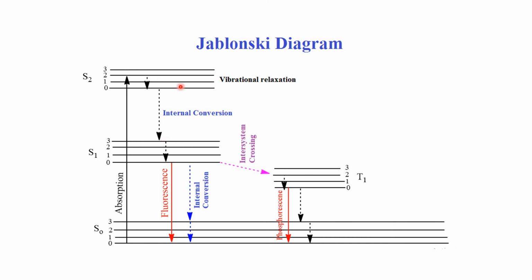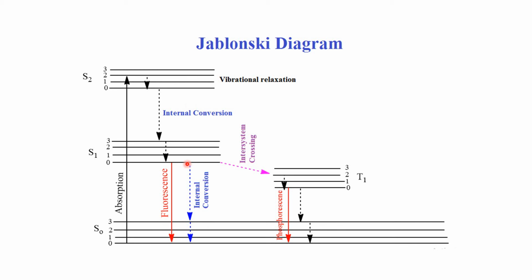That means S to S, S2 to S1, S3 to S2, whatever it is, or triplet to triplet, that is T2 to T1 or T3 to T2, etc. And this transition is non-radiative transition.